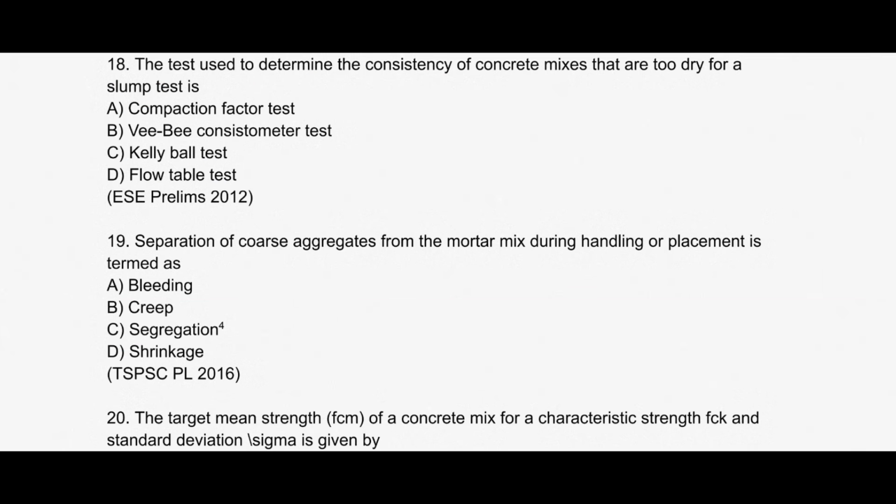18th question. The test used to determine the consistency of the concrete mixes that are too dry for a slump test is option A, compaction factor test, option B, VB consistometer test, option C, Kelly ball test, and option D is flow table test. So the answer is option B, that is VB consistometer test.